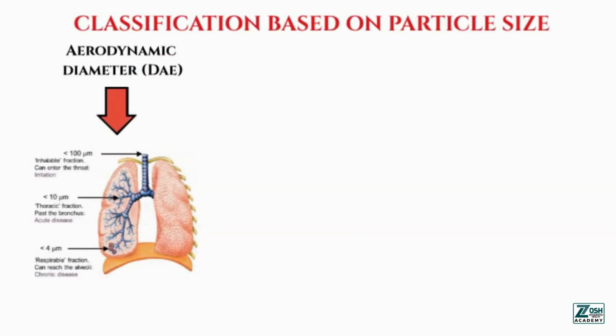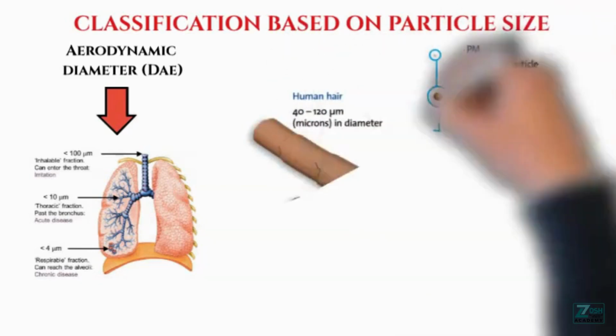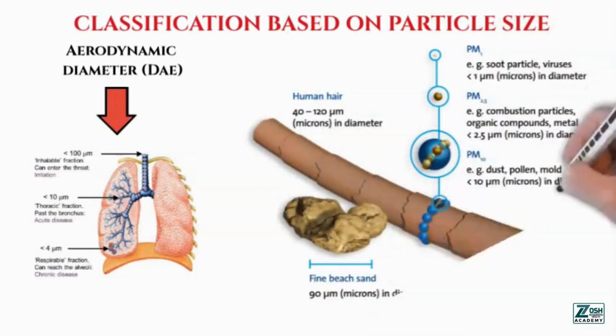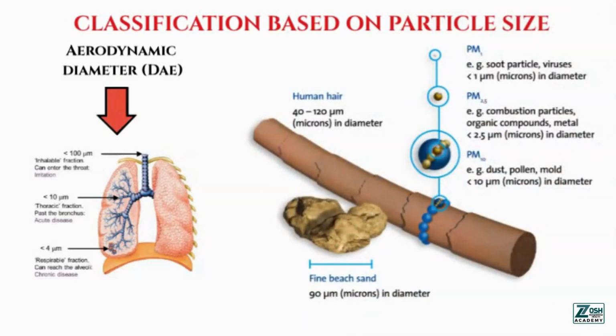Particulate matter present in air is divided into different categories depending on the size of the particles, or aerodynamic diameter. Based on the size, particles are referred to as: 1. Coarse particle or PM10. These have an aerodynamic diameter less than 10 micrometer. 2. Fine particle or PM2.5. These have an aerodynamic diameter of less than 2.5 micrometer. 3. Ultrafine particle or PM0.1. These have an aerodynamic diameter of less than 0.1 micrometer.